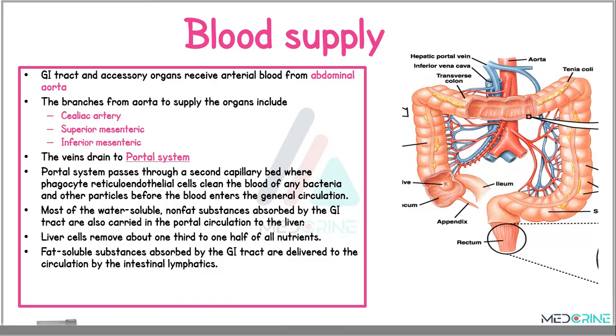Most of the water-soluble non-fat substances are absorbed by the GIT and also carried by the portal circulation to the liver. The liver cells remove about a third to 1/2 of all the nutrients, and fat-soluble substances are absorbed by the gastrointestinal tract and delivered to the circulation by intestinal lymphatics.